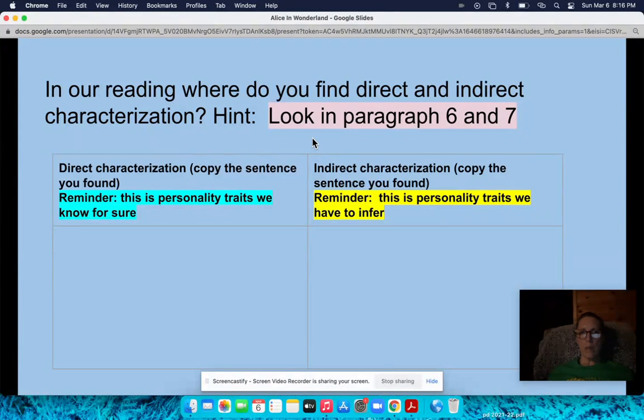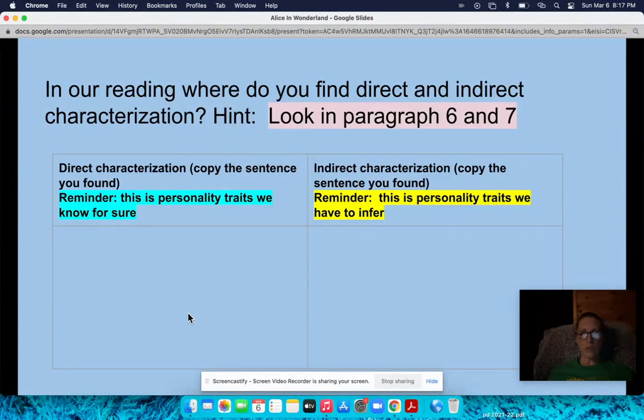So as you read Alice in Wonderland, you're going to focus specifically on paragraphs 6 and 7 to do this assignment. As you're reading those two paragraphs, you're going to look for the different sentences in the story where we directly see the character's personality and where we indirectly see the character's personality.